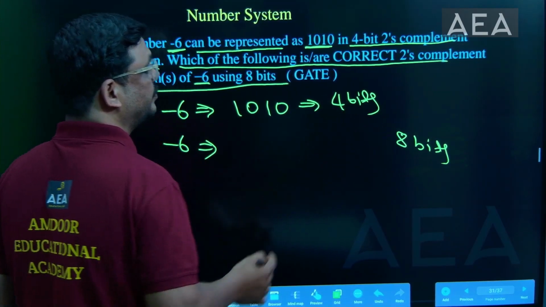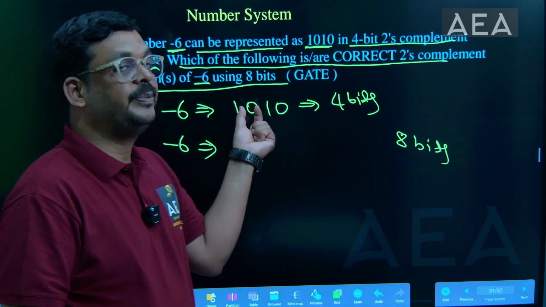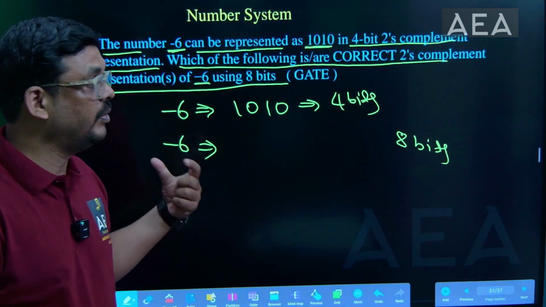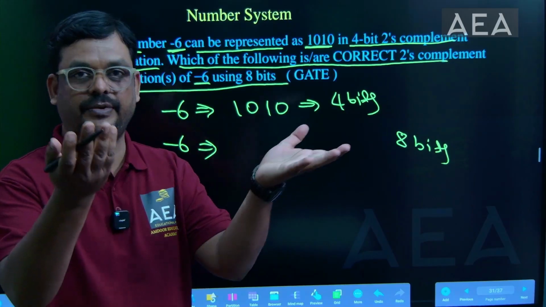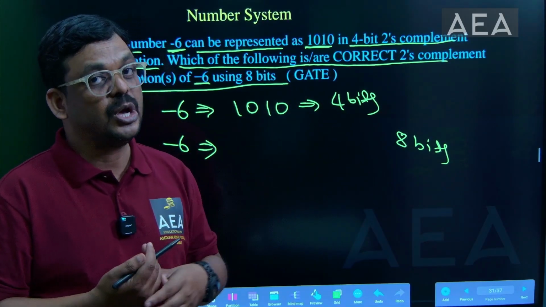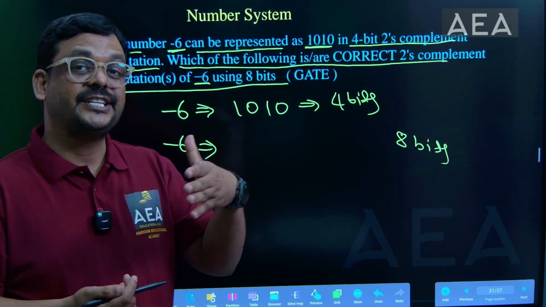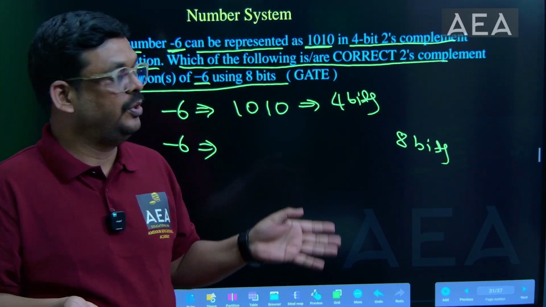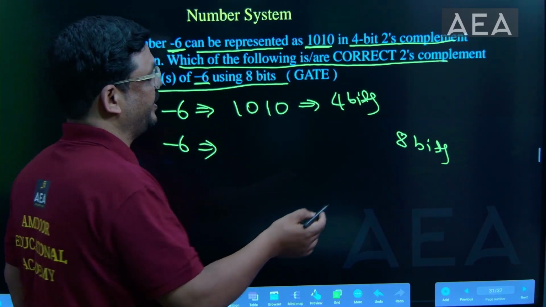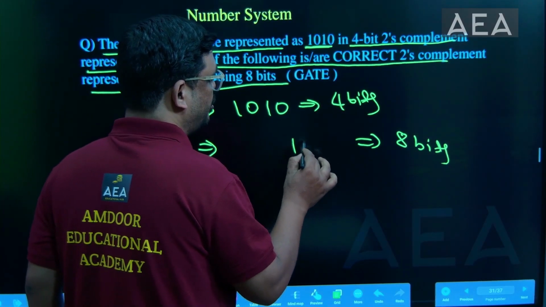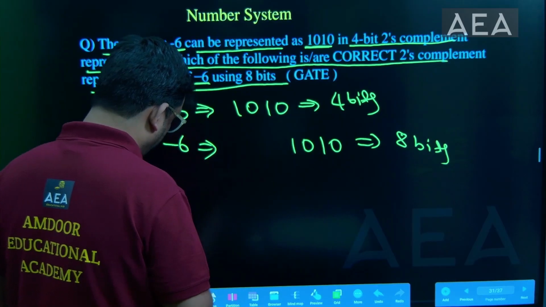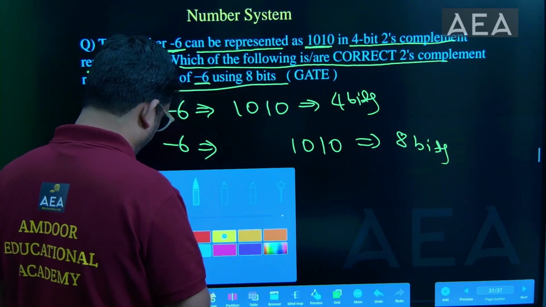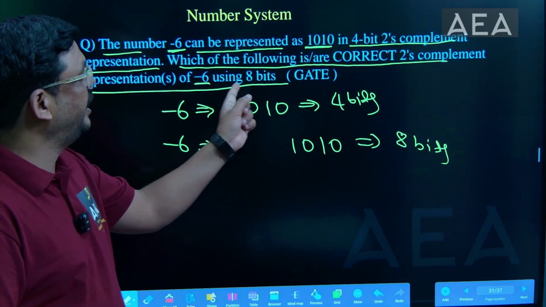So the given problem statement consists of -6 in binary format using how many bits here? 4 bits. So the equivalent 4-bit representation is given. Then we want the equivalent 8-bit representation. Then follow the standard procedure. From the 2's complement representation, if you want to extend the number of bits, write the MSB bit as it is. See, I am writing here 1010, 4 bits. Then we require how many bits totally? 8 bits are required.